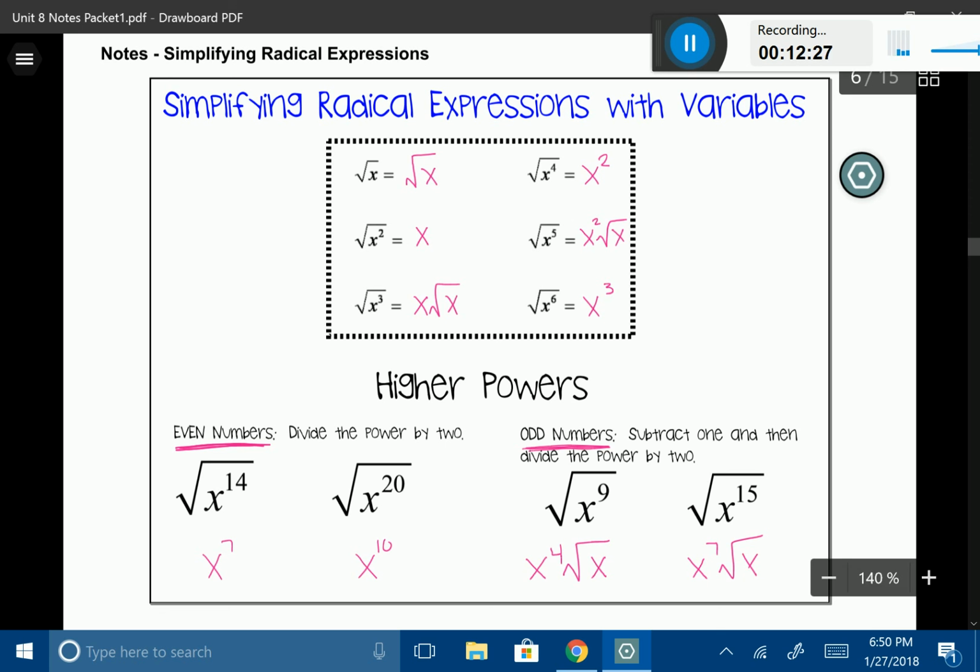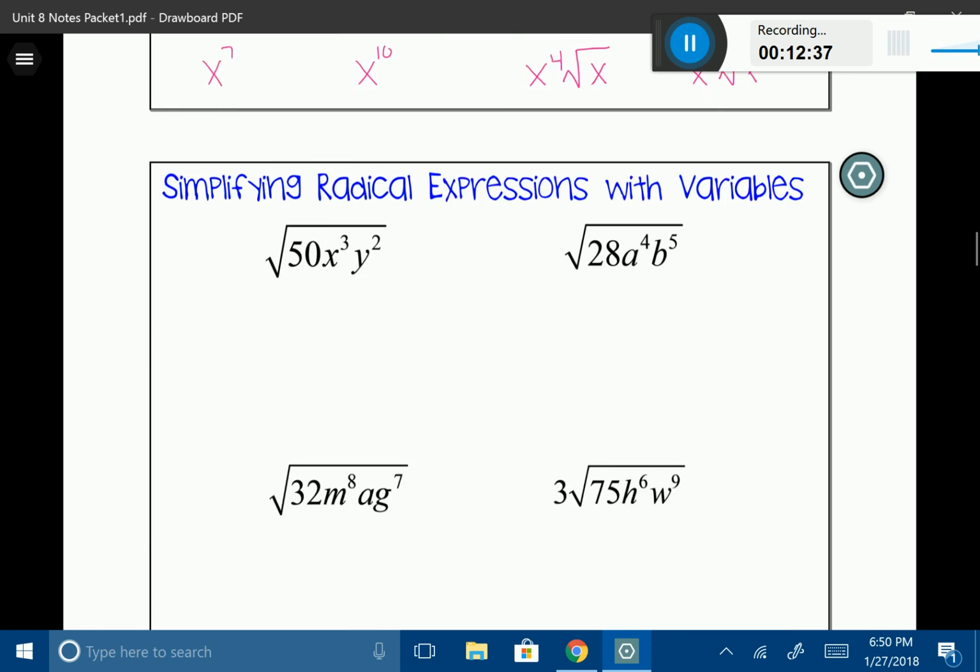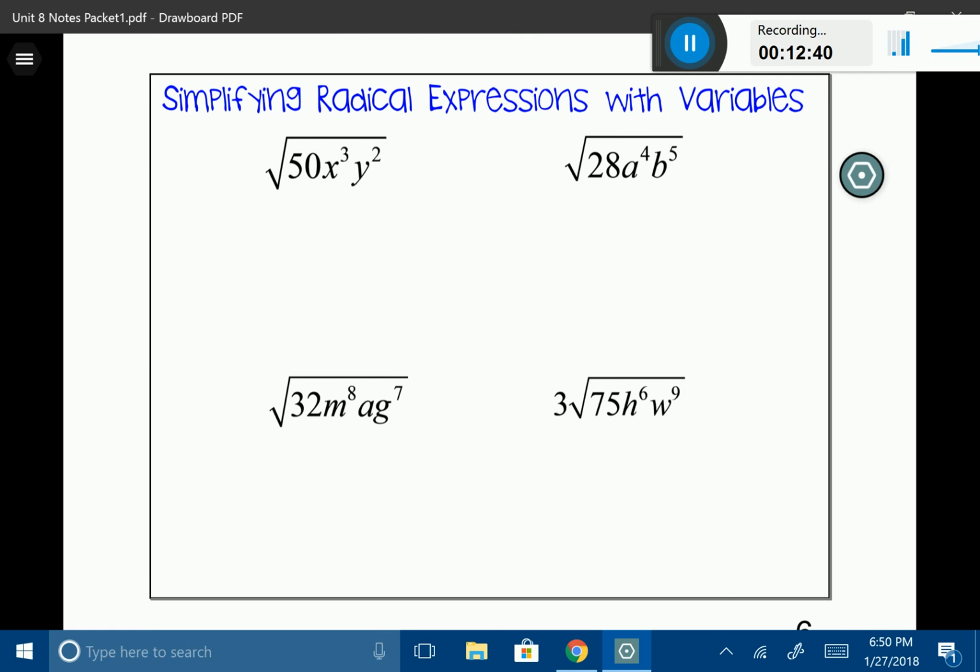Okay. This is going to take a little bit of time to really process these, but feel free, as you write these down in your notes, to flip back and look at these as you're working through the next couple of problems. All right, so now we're going to simplify the expression with variables.